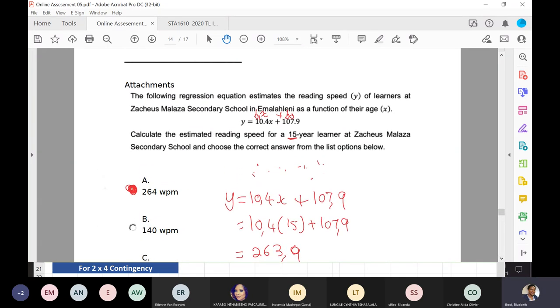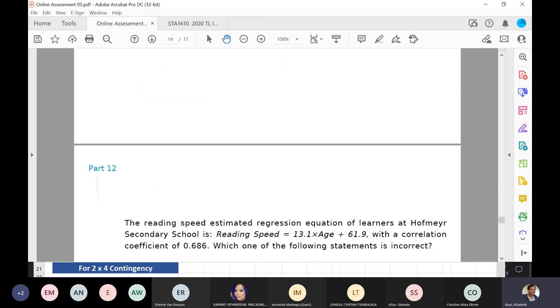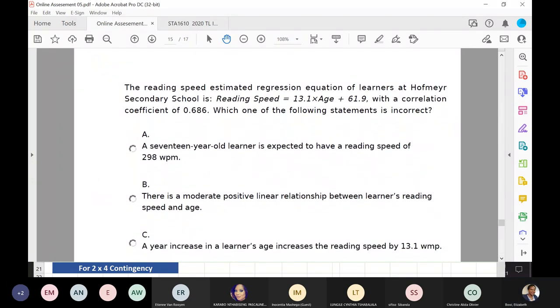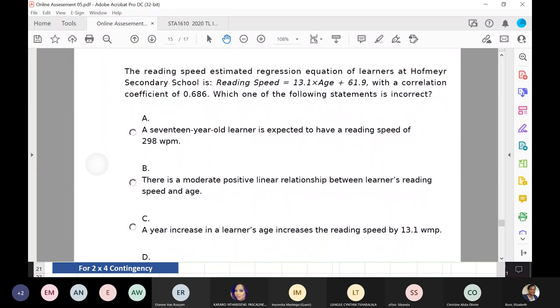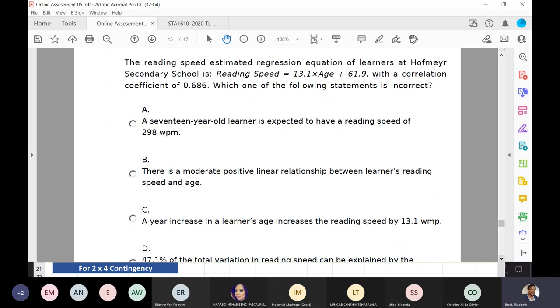The reading speed estimated equation of Hofmeier is given by that, with the correlation coefficient, which is R, of 0.68. Which one of the following statements is incorrect? A, a 17-year-old learner is expected to have a reading speed of 298.